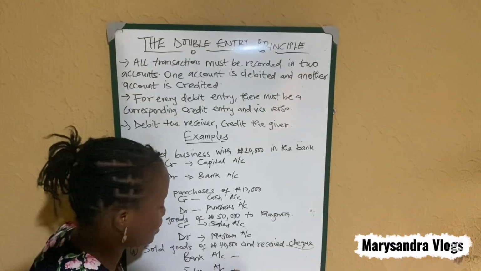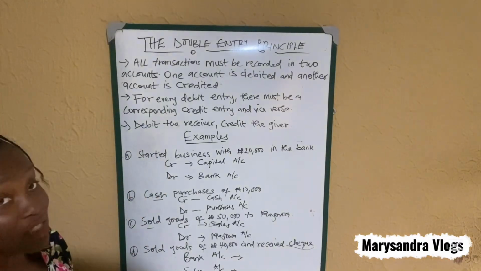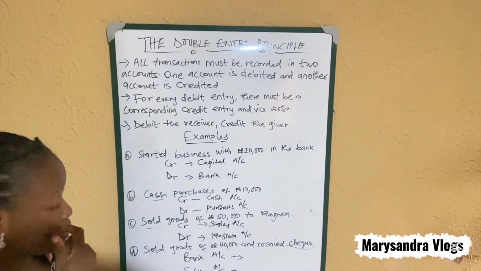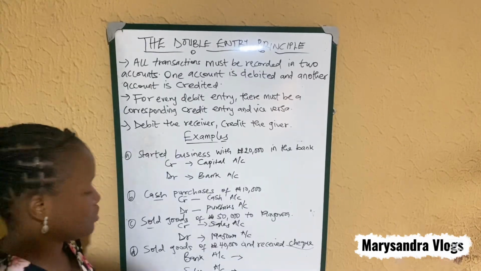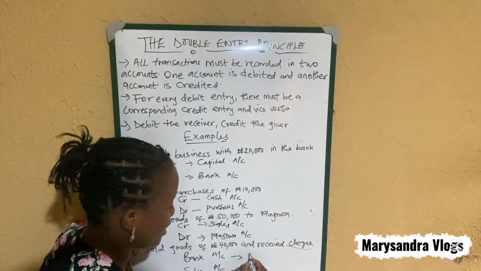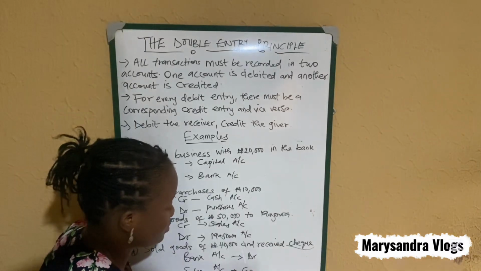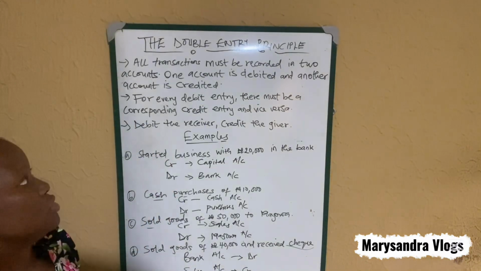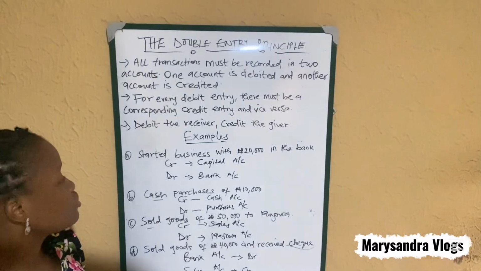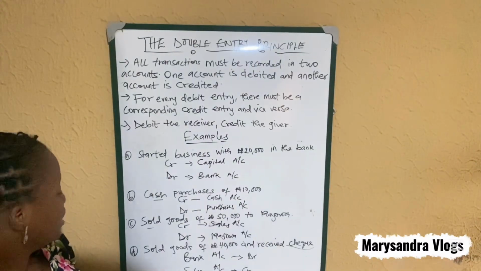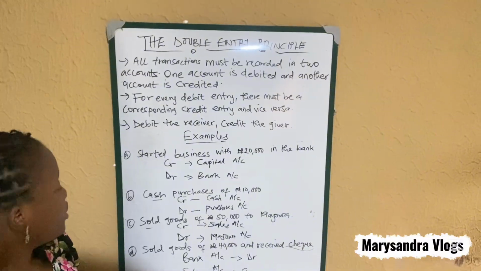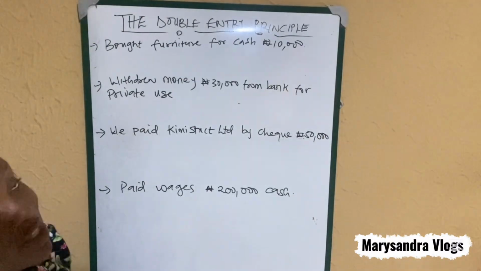So in this case, which is giving out and which is receiving? When you sell goods, your goods are going out, but the bank account is receiving. So bank is debited and sales is credited. So I'm going to be giving a host of extra illustrations to also explain the principle of double entry. So let's look at further illustrations.